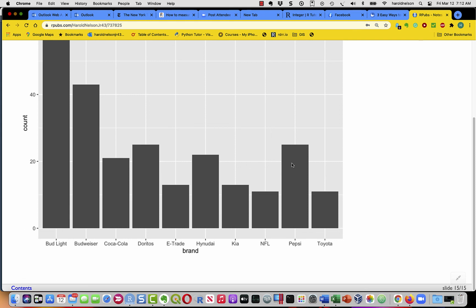Pepsi has quite a few. Coke, so you could say alcoholic beverages, soft drinks, Coke and Pepsi. Then there's cars, Hyundai, Kia, and Toyota. A couple oddball things, the National Football League itself and E-Trade.